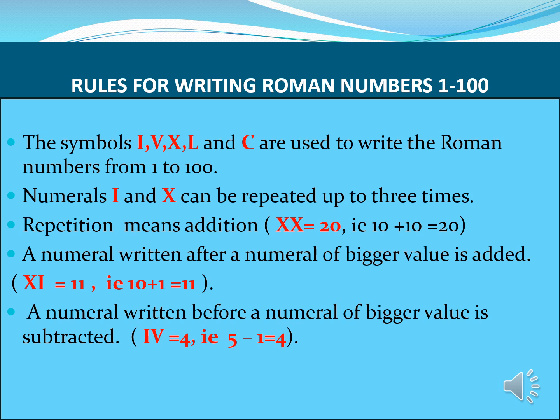A numeral written before a numeral of bigger value is subtracted. If I write IV, the value of V is 5 and value of I is 1. So we want to subtract that. 5 minus 1, that is 4.